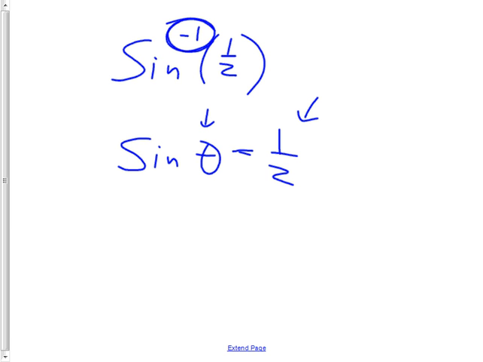30. Is there another possible answer? Would sine of 150 also be a 1/2? It would. All right. And just be careful if they want radians or degrees. Okay. I hope you're starting to catch on to this. How about the inverse tangent of 1?